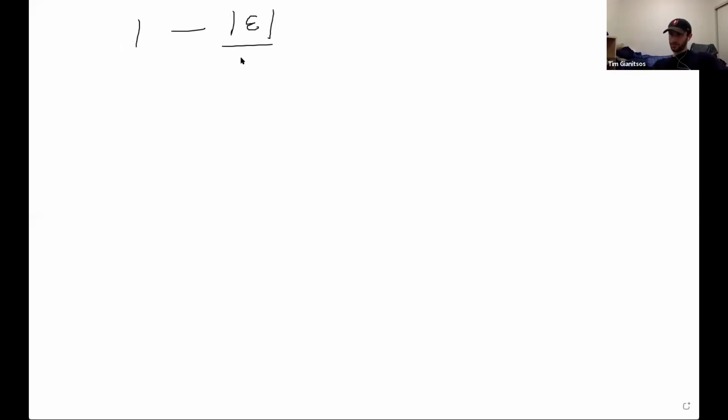You have to divide the event space over the sample space. Exactly. You have to divide the event space over the sample space. So what we're going to have is something of the form 1 minus, event space over sample space kind of thing, right? Now, how do we think about the sample space?